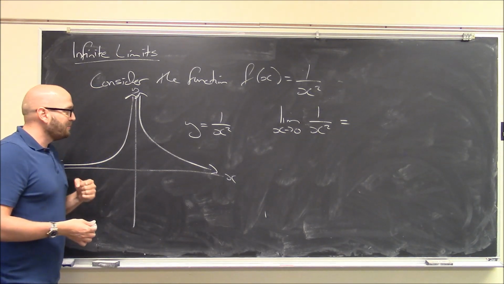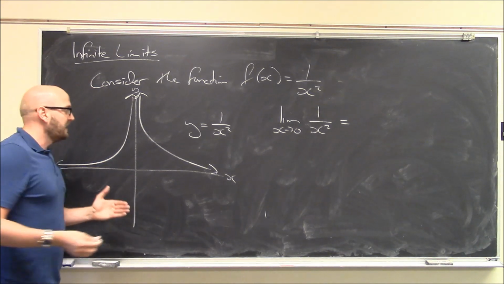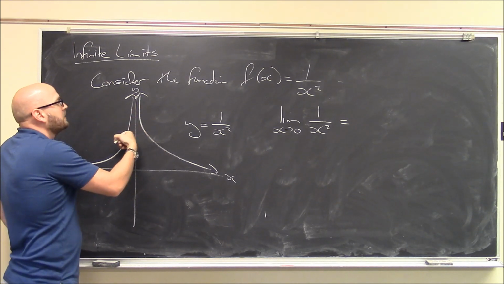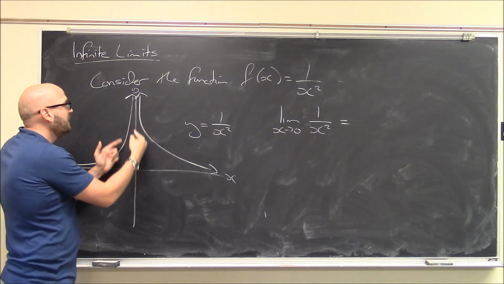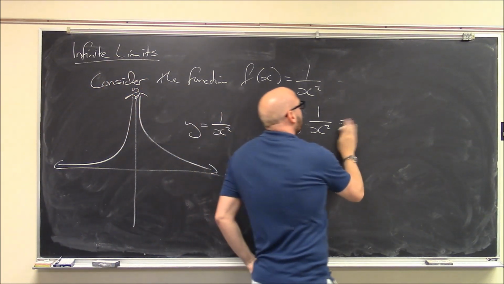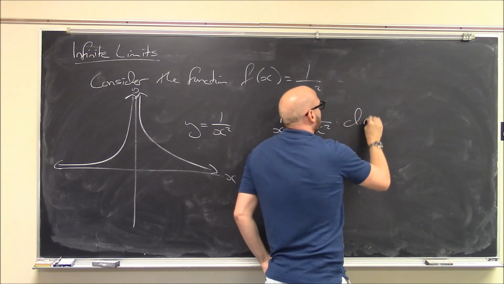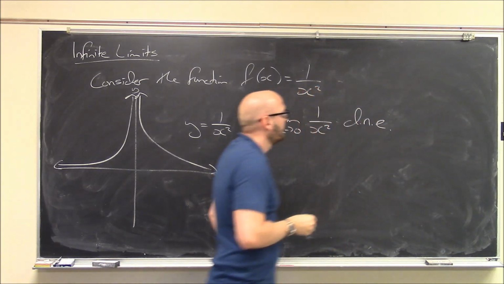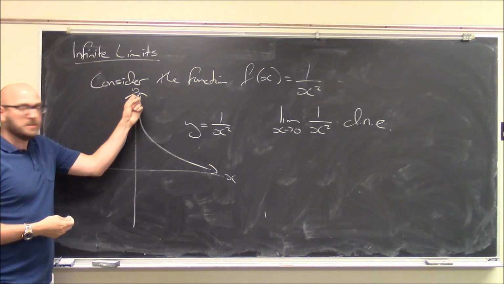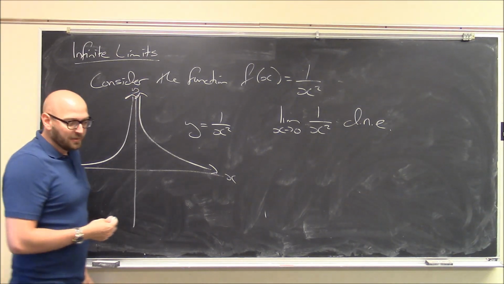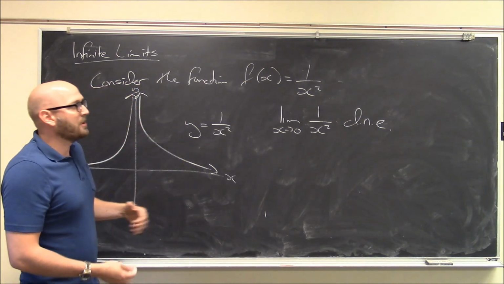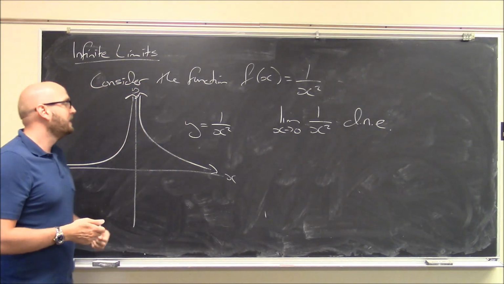One, and the really rigorously mathematically correct answer, is that it doesn't exist, right? Why? Because there's no single fixed value this function is approaching as x gets closer to 0. It just keeps getting bigger and bigger and bigger. So this does not exist. There is no single fixed value that this function approaches, because infinity is not actually a mathematical number. It's not part of the real number line.